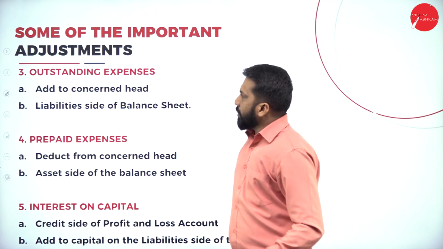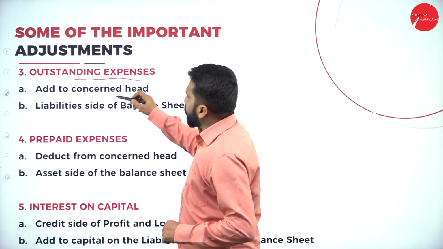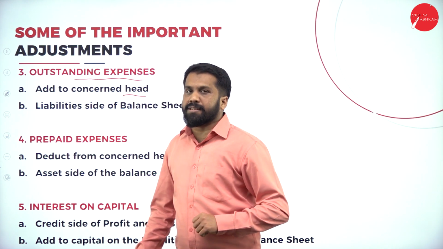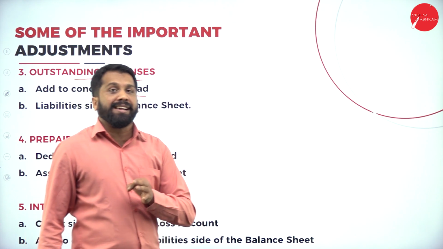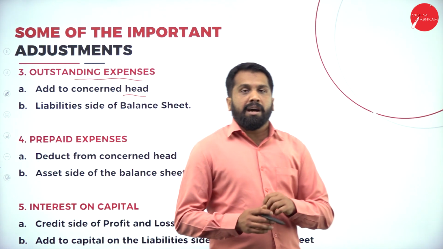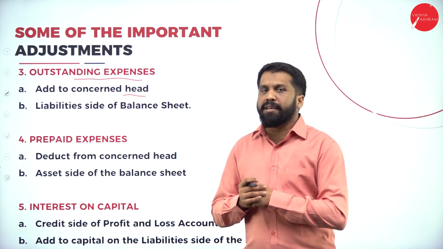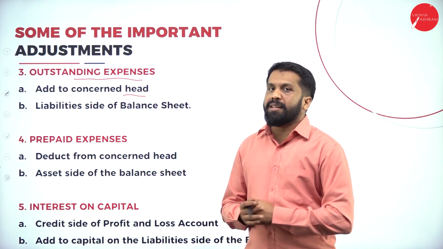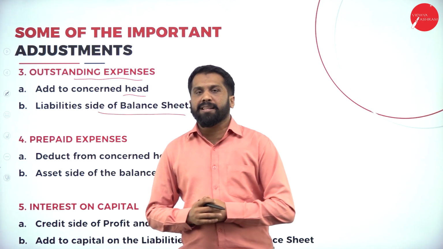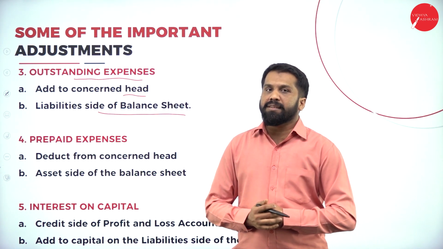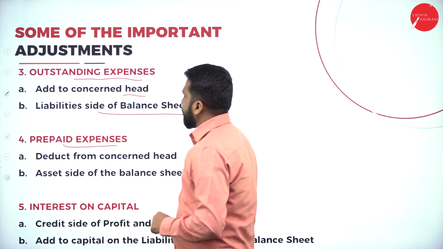Now, your third one, outstanding expenses, add to concerned head. What is the concerned head? If outstanding wages, add to wages. Outstanding salary, add to salary. Outstanding rent, add to rent. So whatever they have given for the concerned head, we will add. Next, liability side of the balance sheet. In the balance sheet, we take it on the liability side. Hope you are clear.